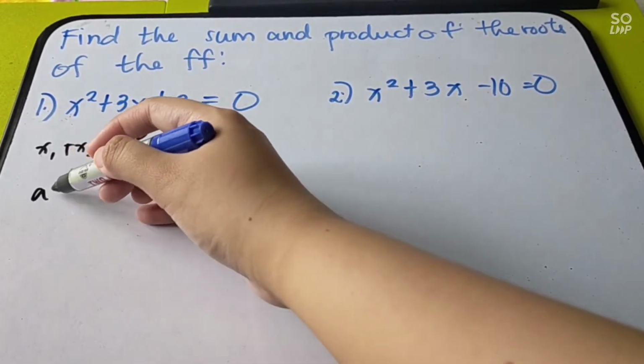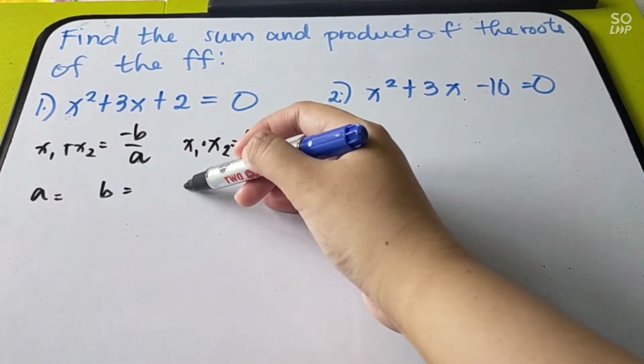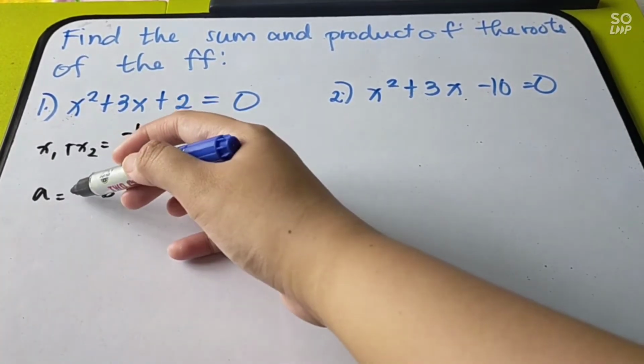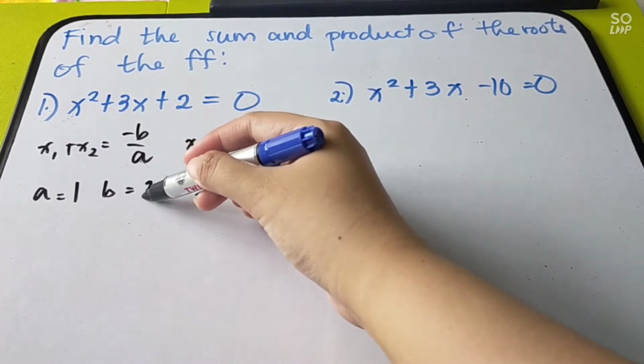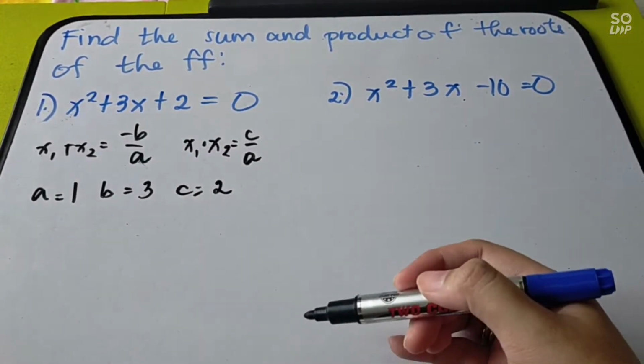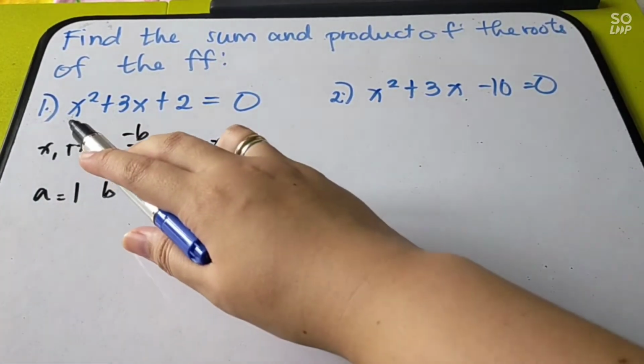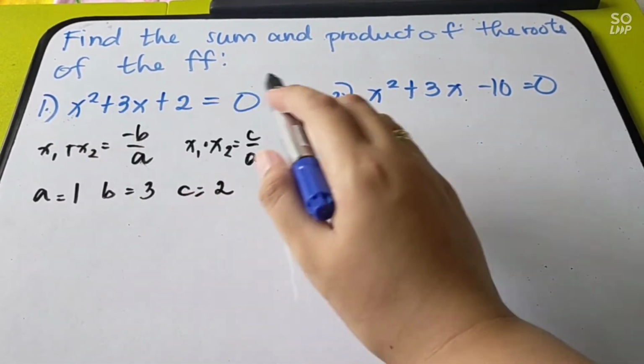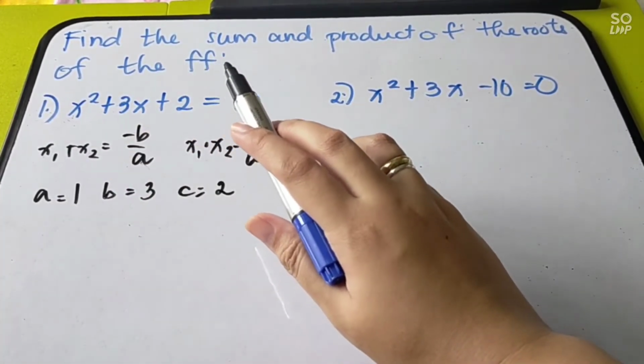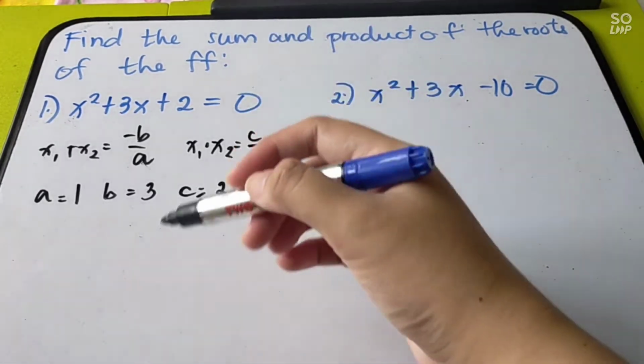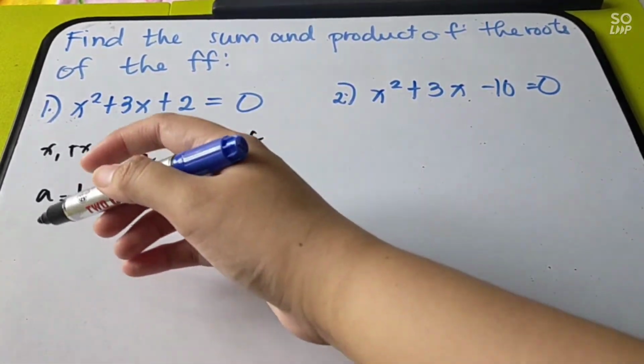Let us find a, b, and c of our given. Ang a natin is 1, ang b natin we have 3, ang c natin is 2. Yan. So, dapat lang yung inyong given is naka-arrange siya sa general form or standard form of quadratic equation. Then afterwards, let us solve.